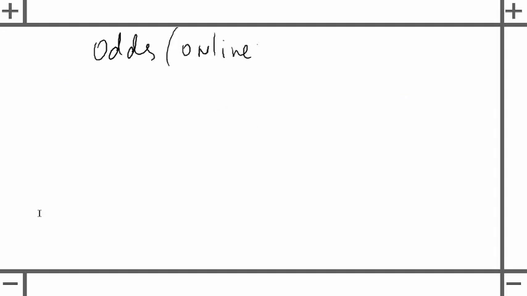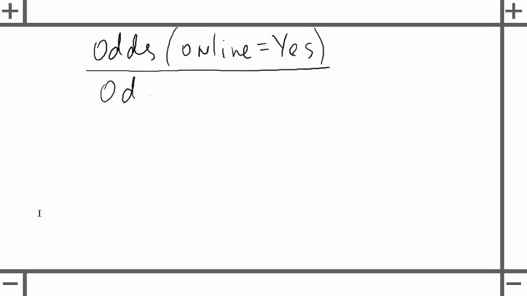So, following my same line of thinking, right? I'm not going to repeat all these equations that I just wrote. I can just go ahead and straight do the ratio, right? So I'm going to say that odds of online equals yes, divided by odds of online equals no, okay? Because my base is no, right? We discussed that. The base case is no, right?